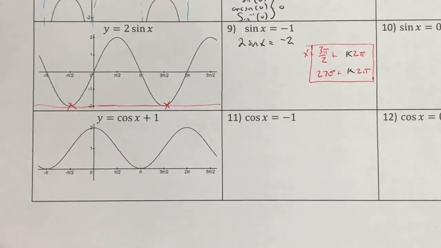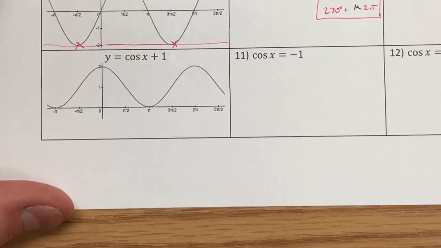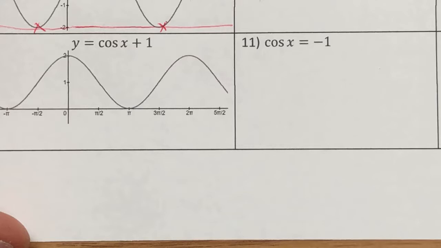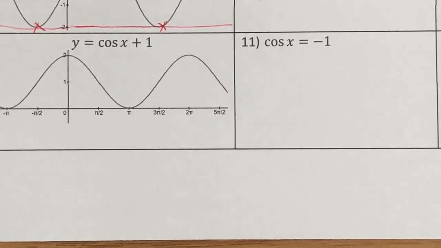So why don't you go ahead and try out the last one on your own. Go ahead and take the cosine of x plus 1 and use that to answer the graph of the cosine of x. When does that equal -1?